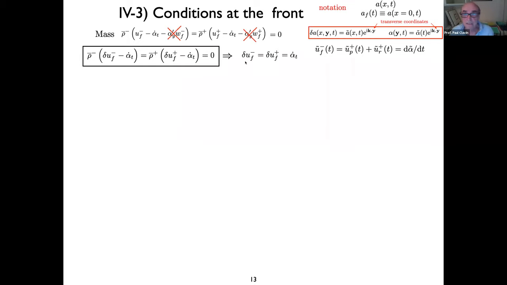This immediately tells you that at the flame, you should have delta UF equal to alpha dot T in the fresh and in the burnt gas at the flame. F means at the flame. So this is the first relation that you have in mind.